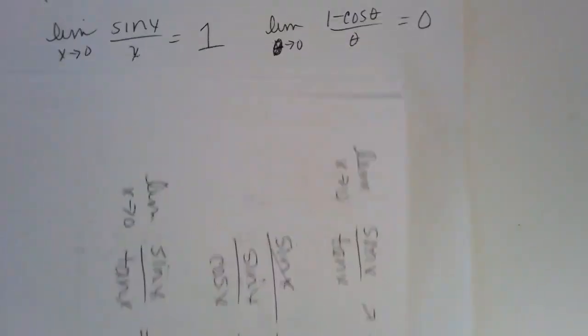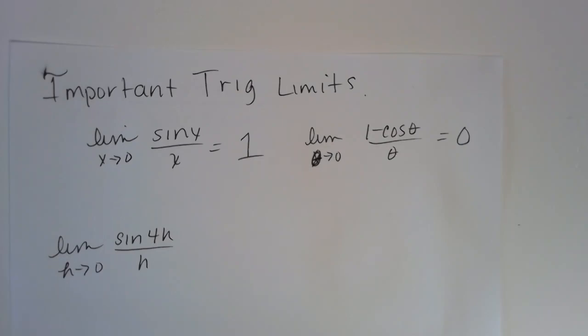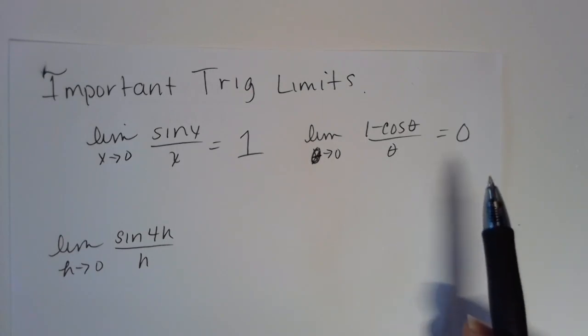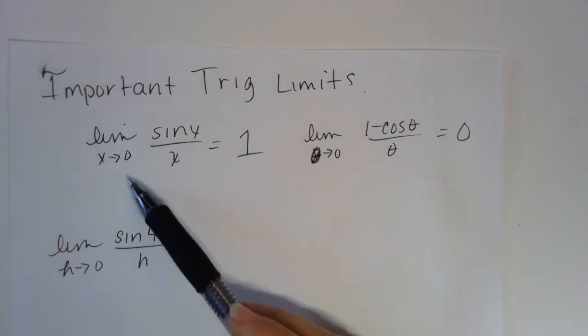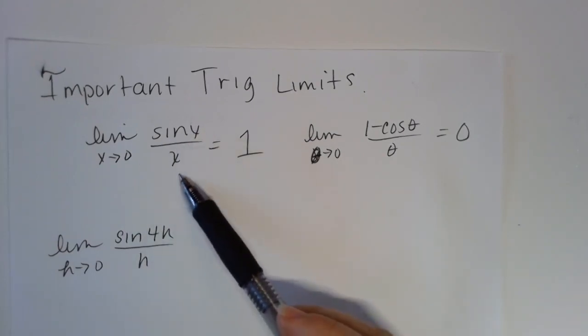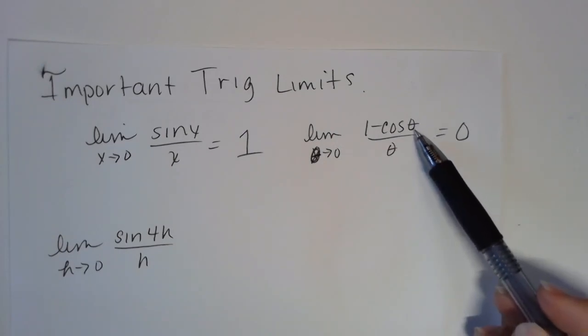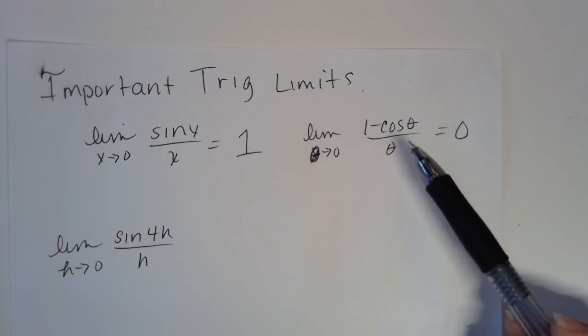Okay, now sometimes things can't be solved that easily, so sometimes we have to employ a different strategy. These are two important limits that we're going to use a lot that I think you should memorize, okay? The limit as x approaches 0 of sine of x over x equals 1, and the limit as theta approaches 0 of 1 minus cosine of theta over theta equals 0. Now, if I were going to plug these in, I would get 0 over 0, which is indeterminate form. And the same thing here, because cosine of 0 is 1, so I get 0 over 0, that's indeterminate form.